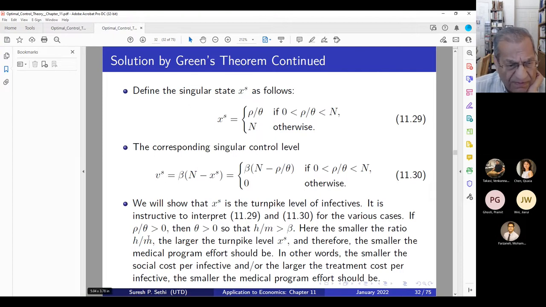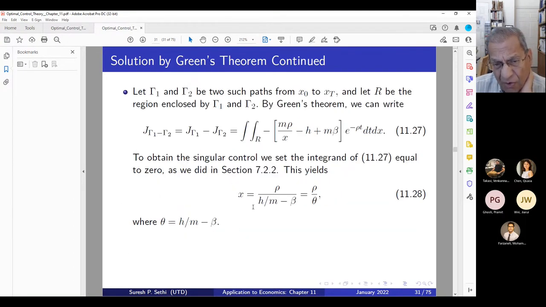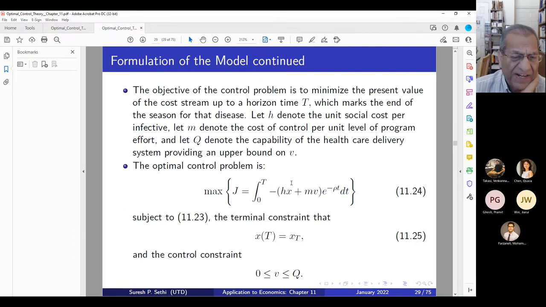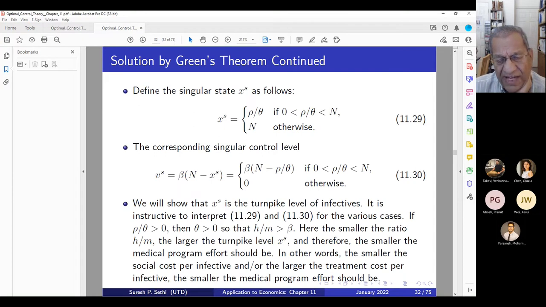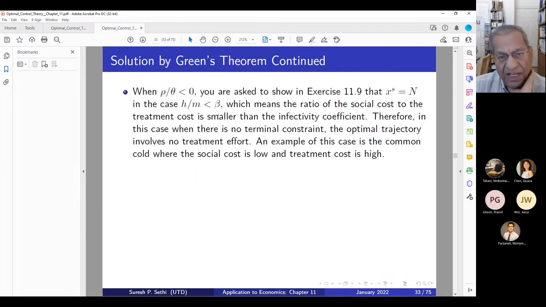So there's some interpretation. If rho by theta is bigger than zero, then theta is bigger than zero, so h by m is bigger than beta. The smaller the ratio h by m, the larger the turnpike level excess, because remember h is the cost of infectives. If h is low, we don't care about infectives anymore. They are not a burden to the society. So if h is low, this is going to be low, so we can just leave it low. In other words, the smaller the social cost per infective, or the larger the treatment cost per infective, the smaller the medical effort should be. So this is intuitively very obvious.